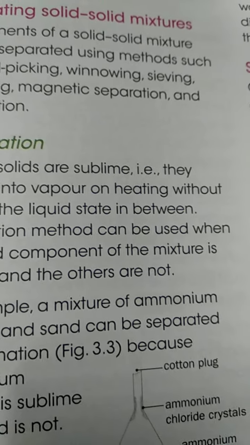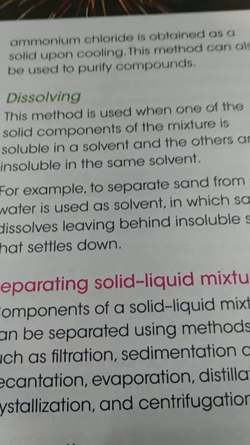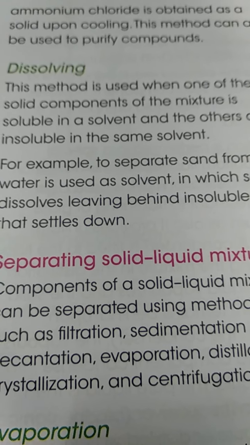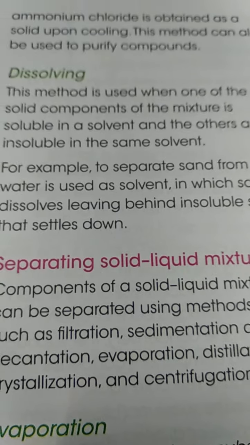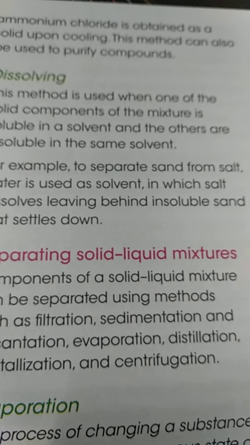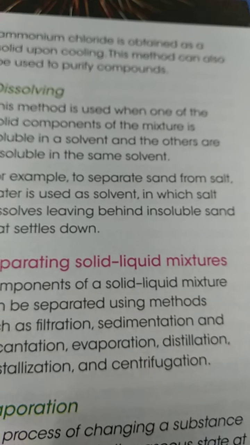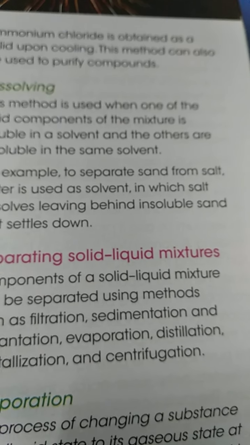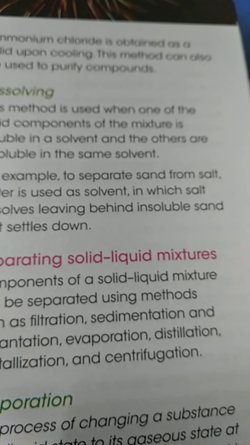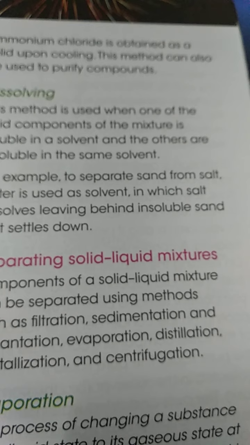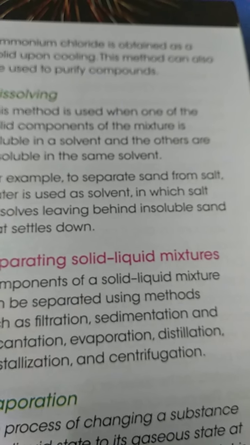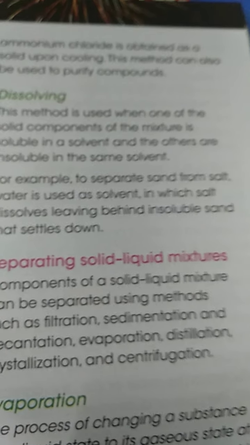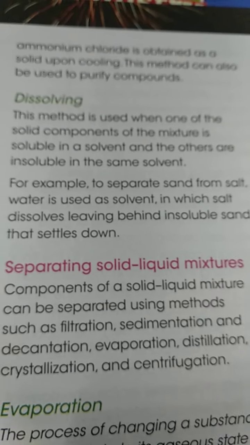Next is dissolving. This is the method when one of the solid compounds of the mixture is soluble in the solvent and the other is not. For example, salt and water. Salt dissolves, leaving behind insoluble sand. If we mix sand and salt in a glass of water, the salt will dissolve and the sand will remain. So that is known as dissolving. The soluble substance dissolves in the solvent.